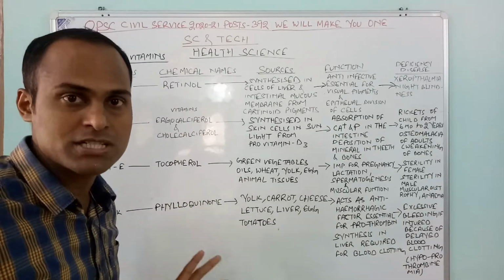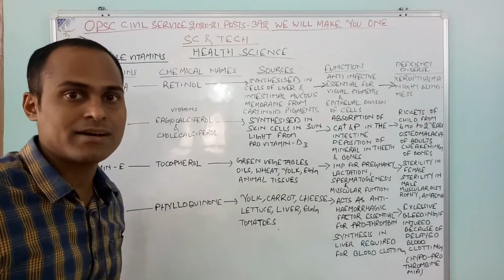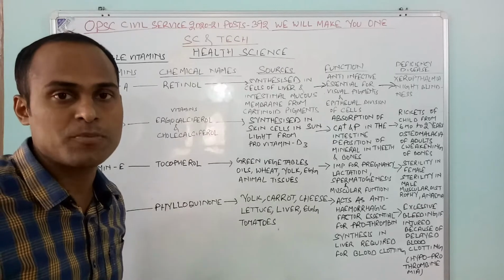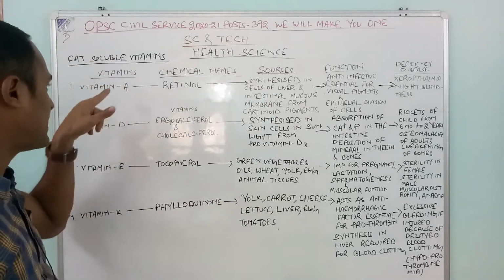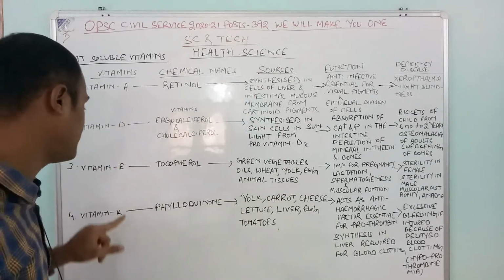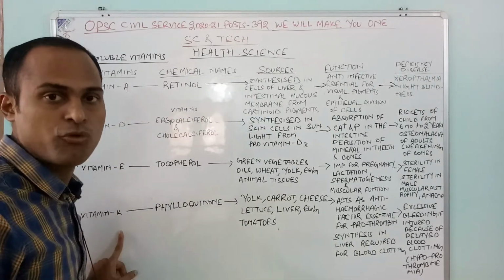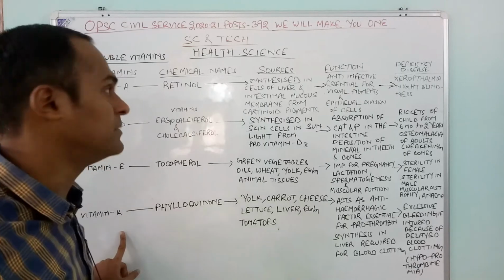So if the examiner asks for the names of the fat soluble vitamins, you have to answer A, D, E, K. Vitamin A, vitamin D, vitamin E and vitamin K. These are the four fat soluble vitamins.